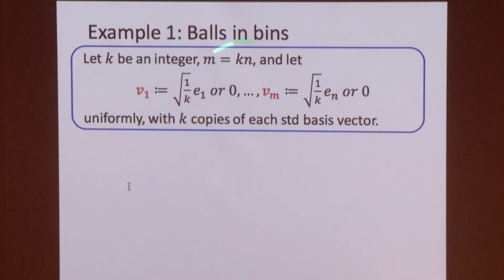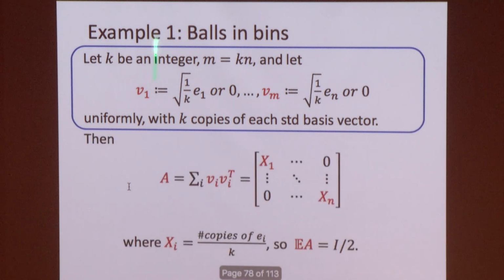Here's one example. I'm going to call this balls and pins. So suppose k is an integer, let m be k times n, and take your random vectors to be v1 is either equal to the first basis vector or 0 with probability a half. v2 is the same, v3 is the same, up to vk is the same. So for every basis vector, you make k independent random vectors that are equal to that vector, scaled appropriately, or 0 with probability half uniformly. And you do this for every basis vector. So you can think of this as throwing m balls into n bins, where in each bin you have k trials, and you have probability half of succeeding in each trial.